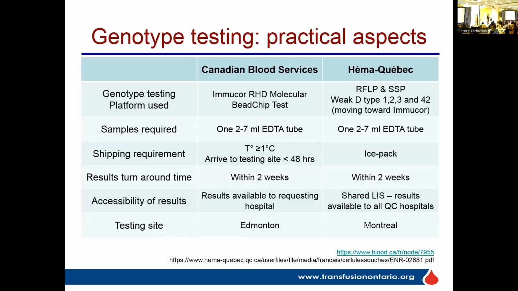There's a slight difference in Quebec because all the blood banks in Quebec share the same LIS through what we call the transfusion summary. So once a hospital writes, for example, that patient A is weak D type 1, it will be available to all other hospitals in Quebec, which is really an advantage if the patient travels around. And then obviously the testing sites are not the same: Moncton for CBS, Montreal for Quebec.